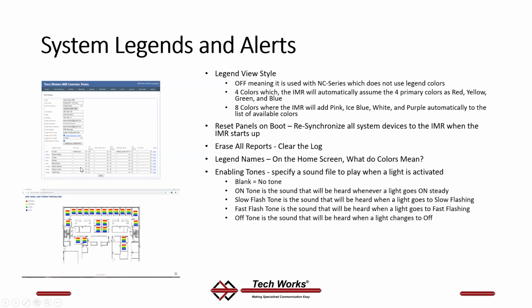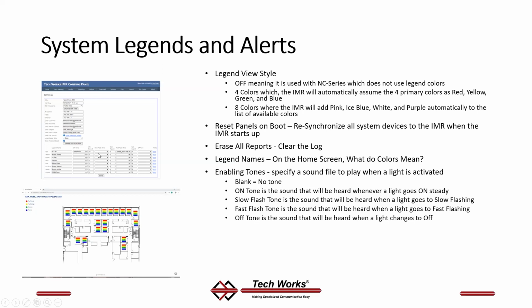Tone enables. See these tone enables? You have your on steady light, your slow flash, fast flash, and off. Every one of these can play a different tone. The tone is a wave file. So you can literally upload wave files into the IMR, again, using the upload function that we talked about previously. It will store them, and then you can select them here. It can be any wave file you want. It could be a barking dog, could be sirens, could be anything. We give you a bunch of them in there to play with.